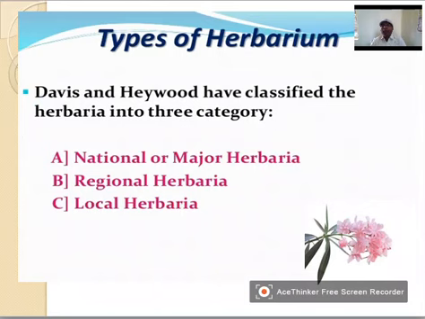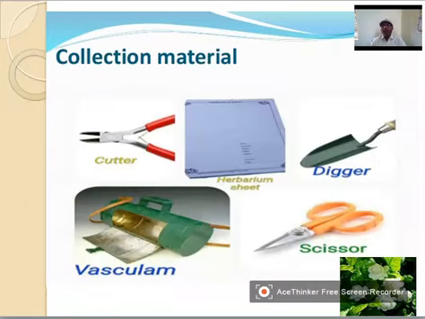Now, types of herbarium. Davis and Heywood have classified the herbaria into three categories. National or major herbaria is one type, the second is regional herbaria, and the third is local herbaria. Now, the collection material: cutter, herbarium sheet, digger, scissors, vasculum. These are the collection materials.